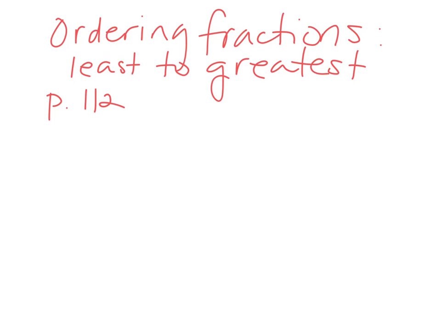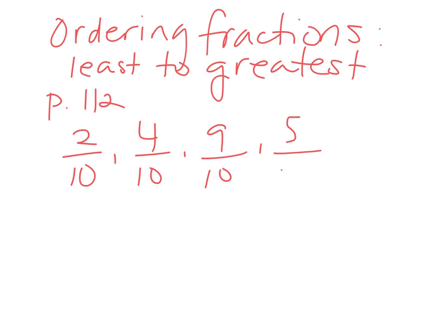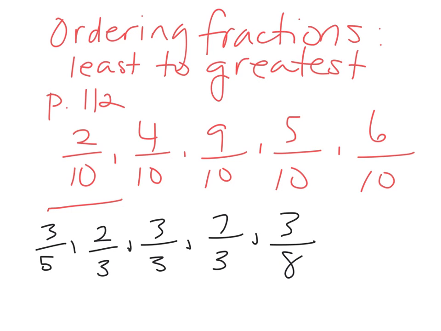The next one, it was maintaining skills on page 112. And this one is rather hard and very tricky. If you are ordering on a number line, and they're all the same fractions, something like 2/10, 4/10, 9/10, 5/10, 6/10, that's easy to order on a number line. But something that has different fractions, such as 3/5, 2/3, 3/3, 7/3, 3/8, can be more difficult and more confusing to do.